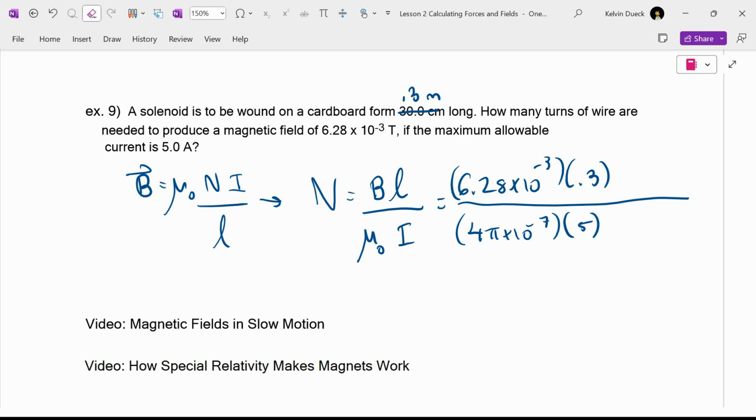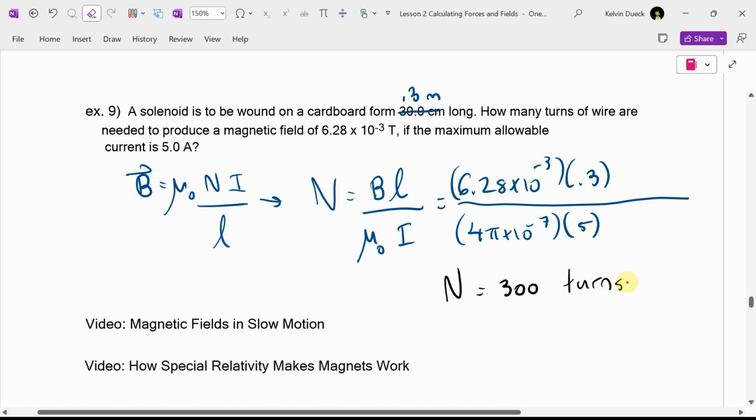We try and do so. What do you get? All of you again want to try typing this into your calculator. If you're not, you're setting yourself up for some ugliness on the test. Sorry? 300 units, turns of wire.